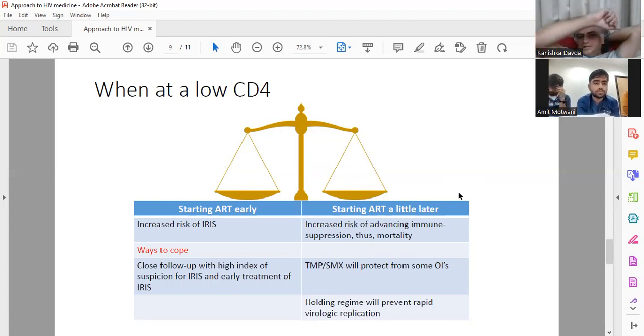Versus starting a little bit later. So in this case, you lose some of the mortality benefits of starting early, but you prevent the IRIS also.